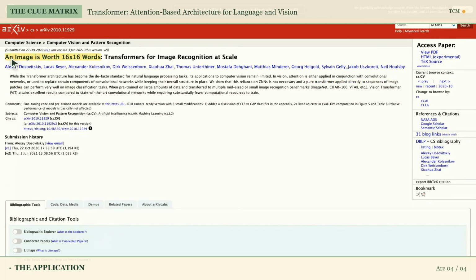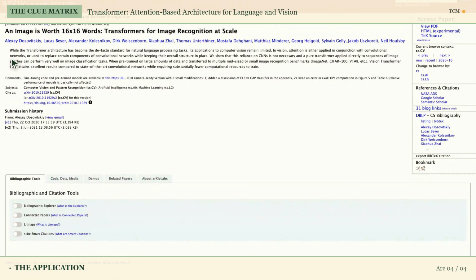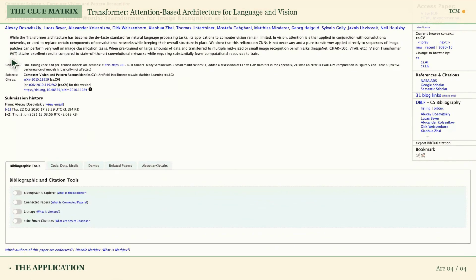Imagine taking a photograph and cutting it into a grid of 16 by 16 pixel squares. Each square is like a word in a sentence. So a 224 by 224 image would become 196 such words, a 14 by 14 grid? Precisely. Each of those squares is flattened into a vector and then fed sequentially into the transformer, just like word embeddings. If each patch is a word, then self-attention must be finding relationships between different parts of the image.